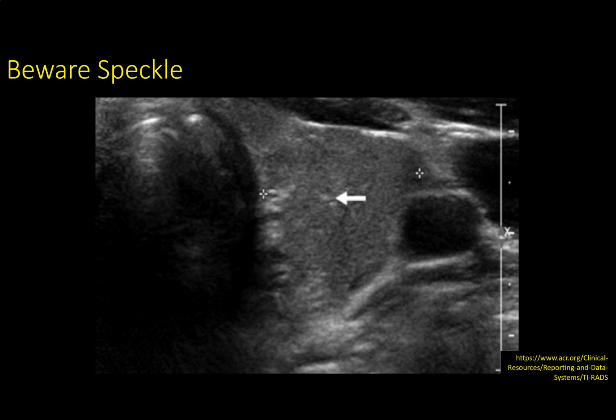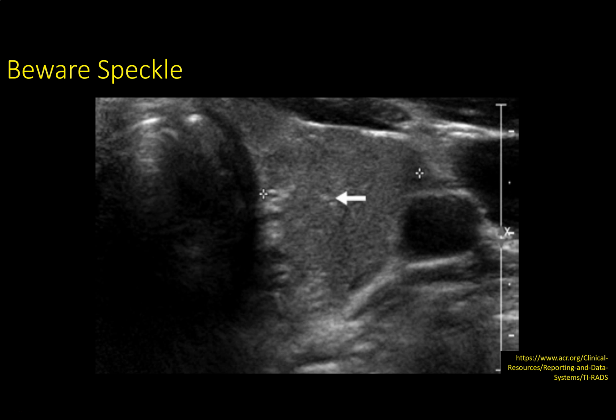Another artifact to be aware of is speckle. Occasionally, normal thyroid tissue may contain tiny bright dots, and these should not be misinterpreted as punctate echogenic foci. This can be related to speckle artifact. Speckle is that granular texture on ultrasound and is caused by ultrasound waves interacting with microstructures in the tissue. It can be decreased with post-processing algorithms.